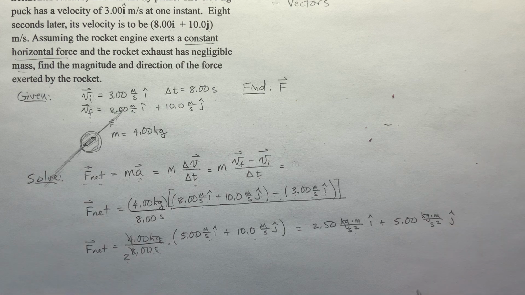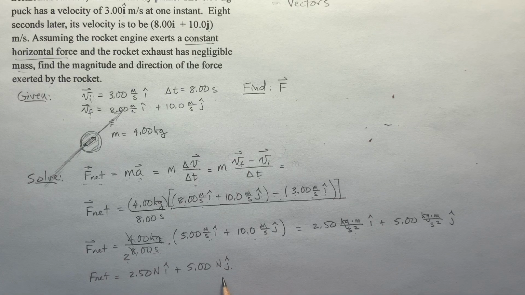And that's in the y direction. Now, a kilogram meter per second squared is, of course, a Newton. That's our metric system measure of force, in newtons. So we can write that out now as 2.50 newtons in the x direction and 5 newtons in the y direction.